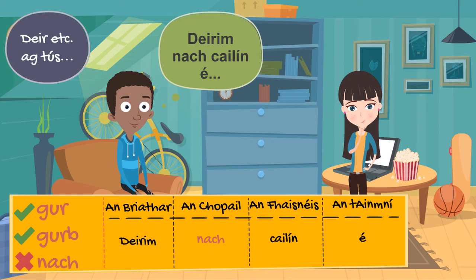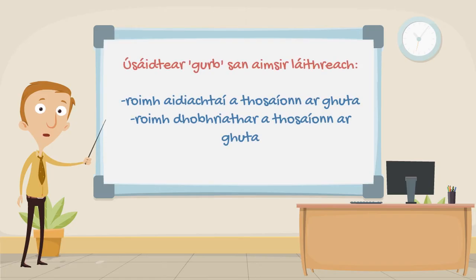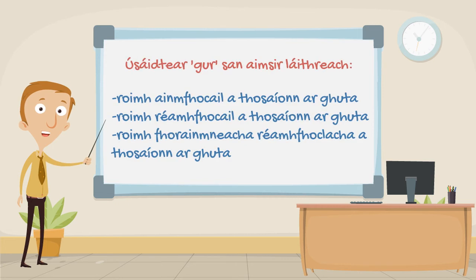Gurb is used in the láithreach before adjectives that start with a vowel and before nouns that start with a vowel. Gur is used in the láithreach before adjectives that start with a consonant, before nouns that start with a consonant, and before pronouns that start with a consonant.